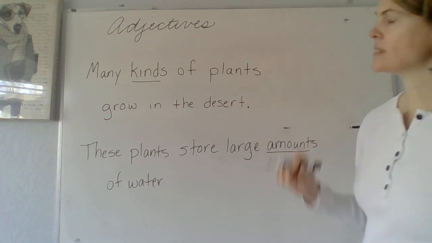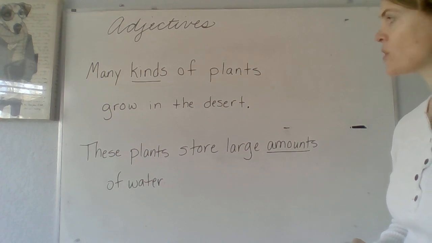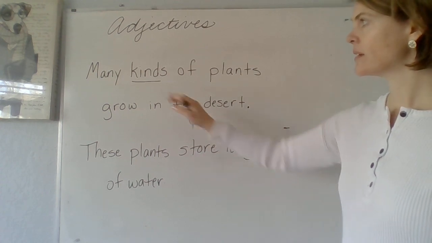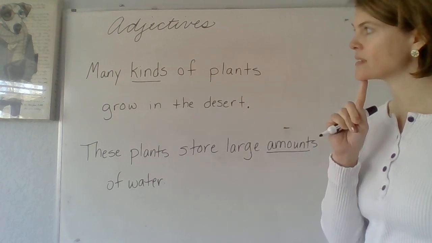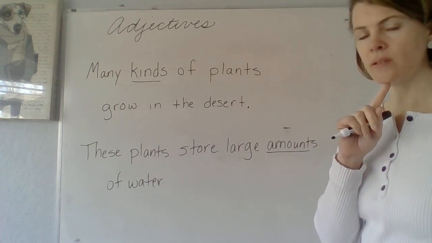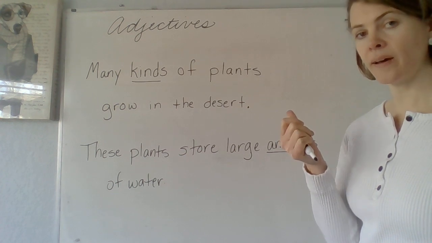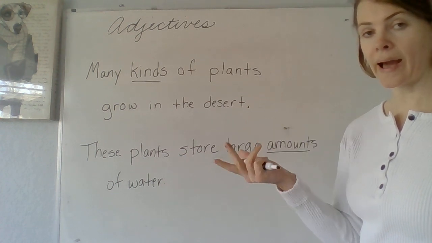So let's read our sentence. Many kinds of plants grow in the desert. The noun that they've chosen is kinds. What word in this sentence describes kinds? What word answers what kind? Which one? How many?